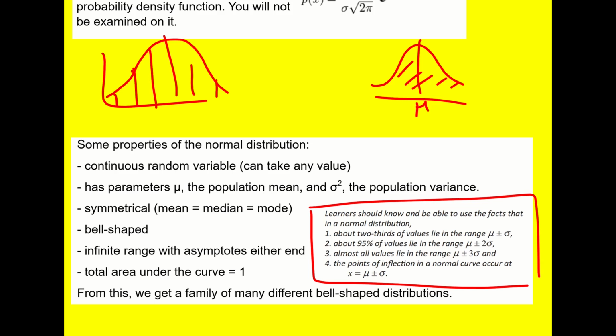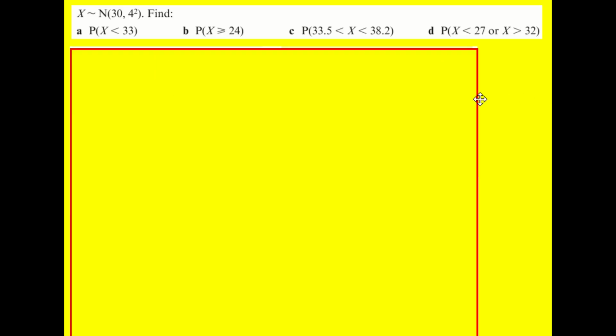The fact that for any normal distribution, you've got 2/3 of the values within one standard deviation of the mean, and so on. And there's some points of inflection where the gradient goes from increasing to decreasing, or decreasing to increasing. So we get a family of many different bell-shaped curves. I'm sure you can't wait to get doing some calculations with these new normal distributions.